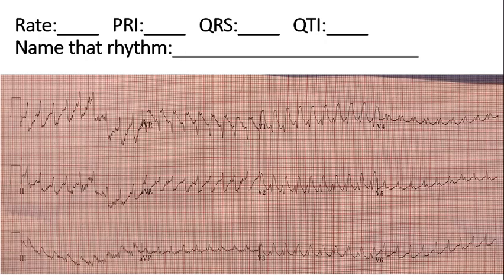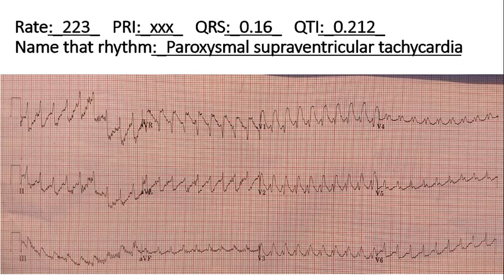So we're going to look at the rhythm. The computer gave it a rate of 223. You can't tell a PRI because it's going so fast. QRS, the computer gave it 0.16, and QT interval is 0.212. This is paroxysmal supraventricular tachycardia.